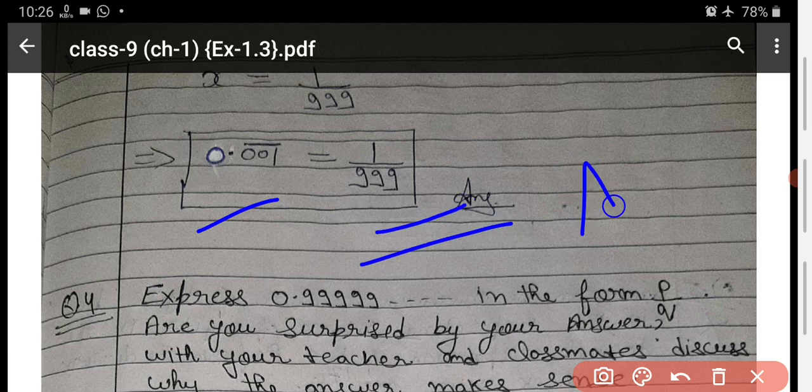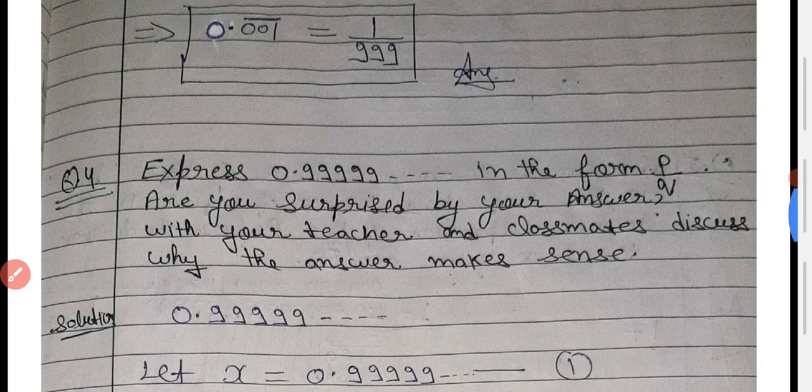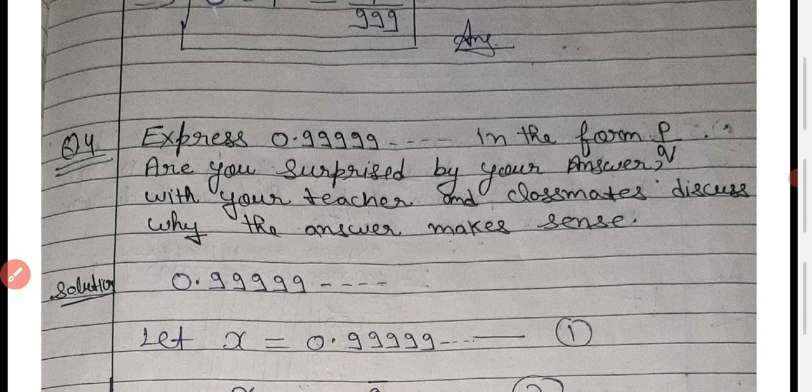It is your answer. It is the proper method to write a non-terminating but repeating decimal in the form of p by q. Okay, it is your proper answer. So I hope all of you understand all these three parts. If you have any doubt, you can ask me. Now come to question number 4.